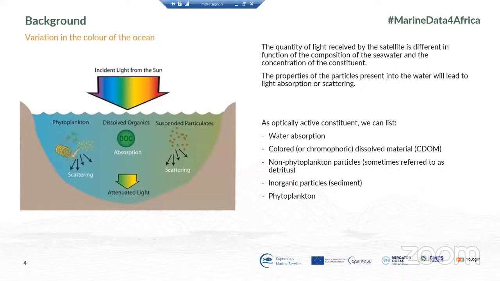You can see, for instance, that when you have a higher concentration of phytoplankton, the ocean color will be more blue or green, and as soon as you have sediment or other particles, you will have an ocean color which is more brown or yellow.